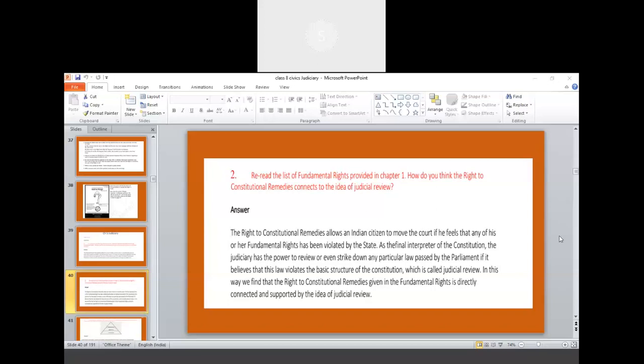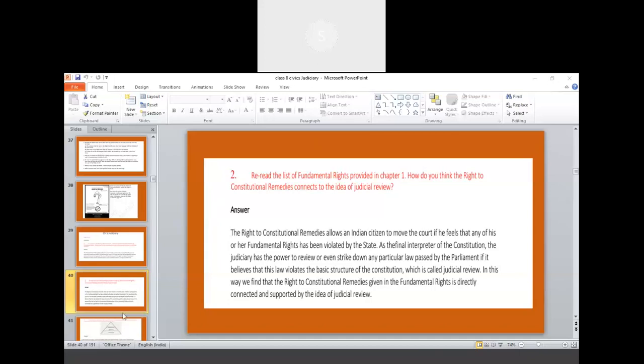So what is the right to constitutional remedies? It is very clearly explained in the term itself. The right to constitutional remedies is not a right by itself, but a right to claim all other rights. In case the other 5 rights are denied, you can take the help of the right to constitutional remedies and approach the courts. It is a right which protects all other fundamental rights.